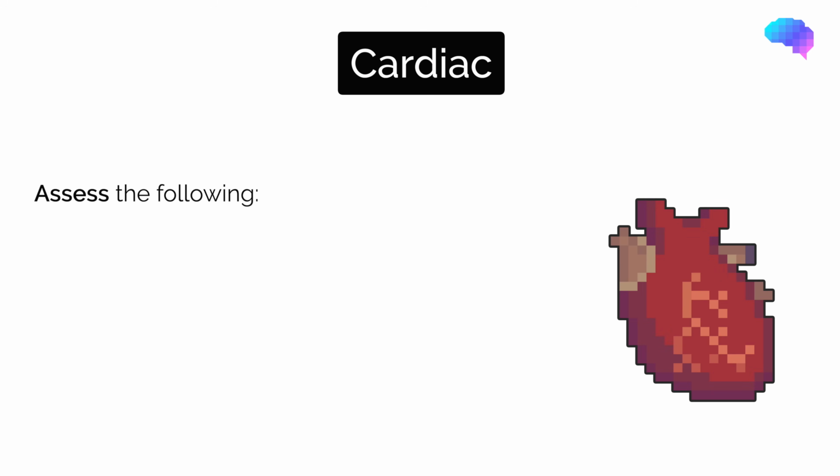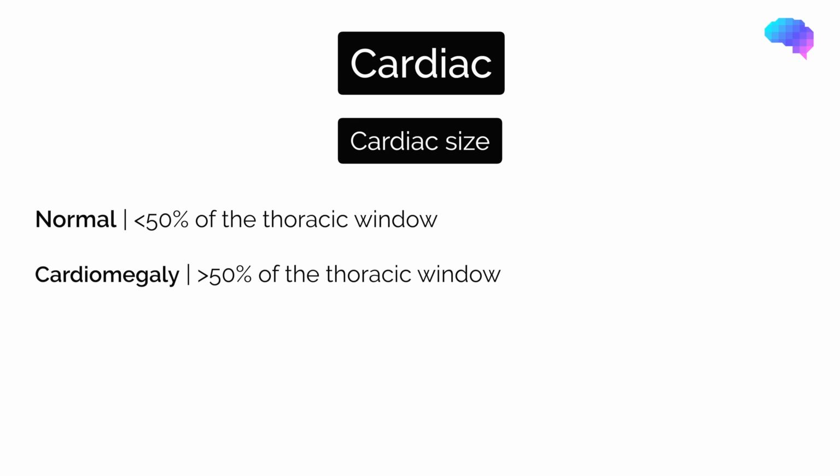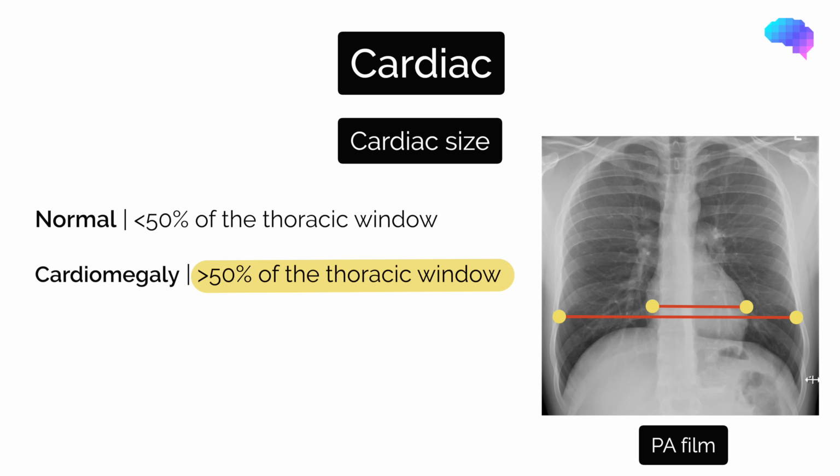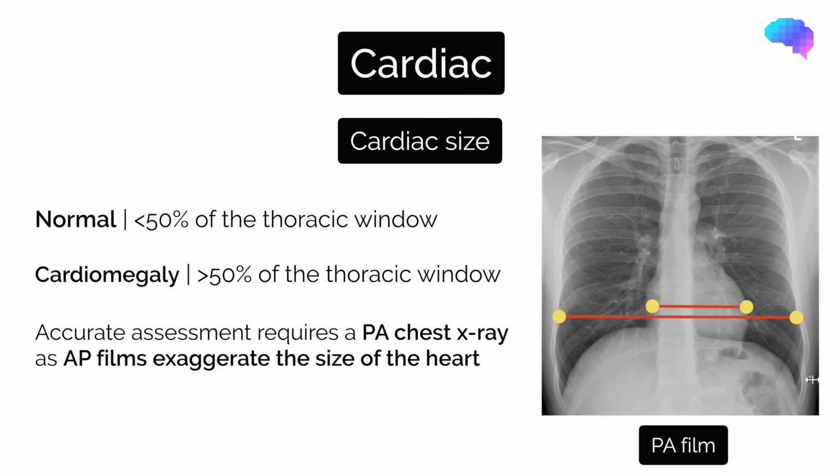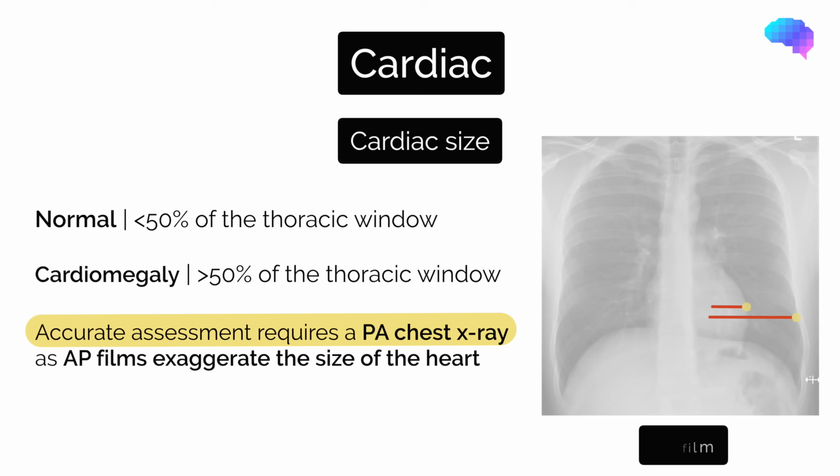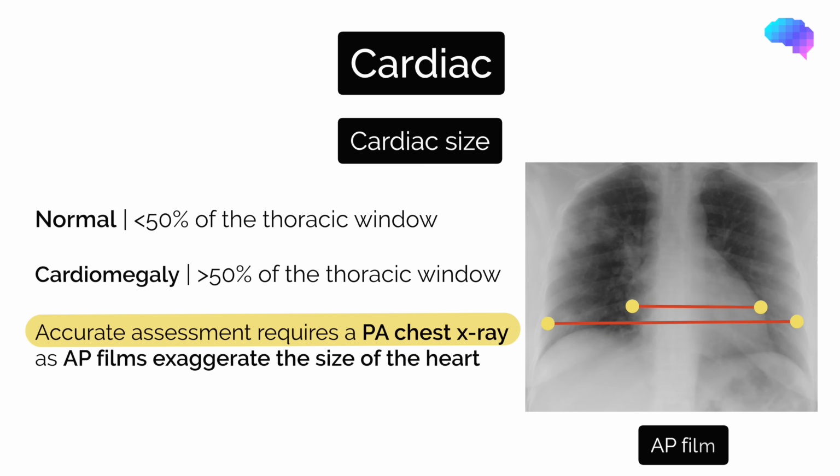Moving on to assessing the heart, the following two elements should be examined: the cardiac size and the cardiac borders. When assessing the size of the heart, a cardiac size of greater than 50% of the thoracic window is abnormal, as the cardiothoracic ratio should be less than 0.5. Remember, the cardiac size can only be accurately determined when using a PA film, due to an AP film exaggerating the size of the heart.